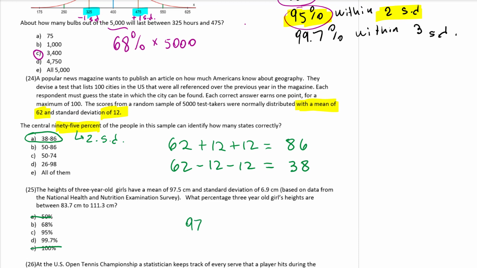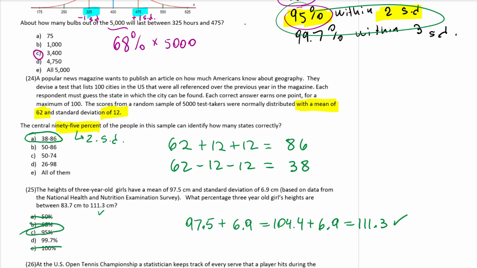So let's check. 97.5. Let's grab our calculator. Let's add 6.9 and see if we're going to get 111. All right, so 97.5 plus 6.9 gives us 104.4. Okay, so it's not 68. Let's add another 6.9. That gives us 111.13. Jackpot! Here we go. We added 2 times. 2 standard deviations means 95%.